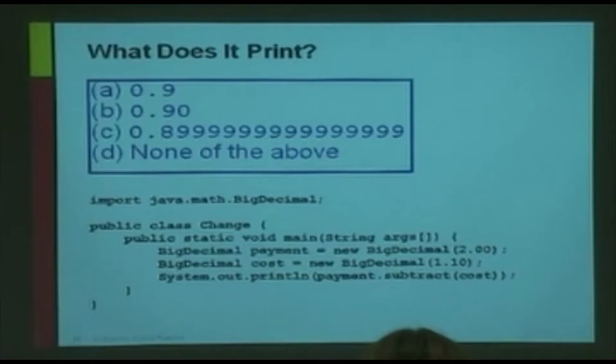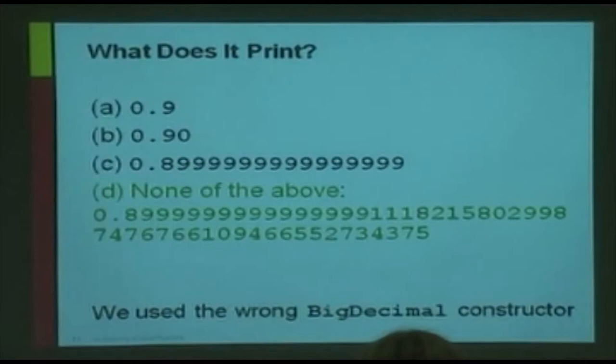It turns out this always prints this, and this one only prints about this much. This prints something on the order of 50 digits. And it always prints out exactly the same 50 digits. The intuition behind this problem is we're just using the wrong constructor. Let's take a closer look at the program.